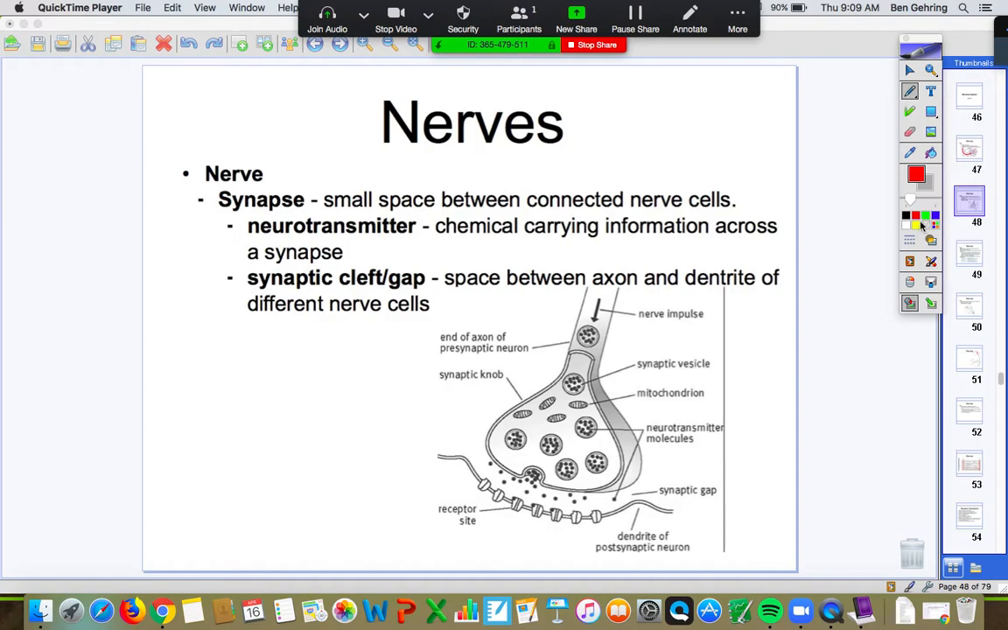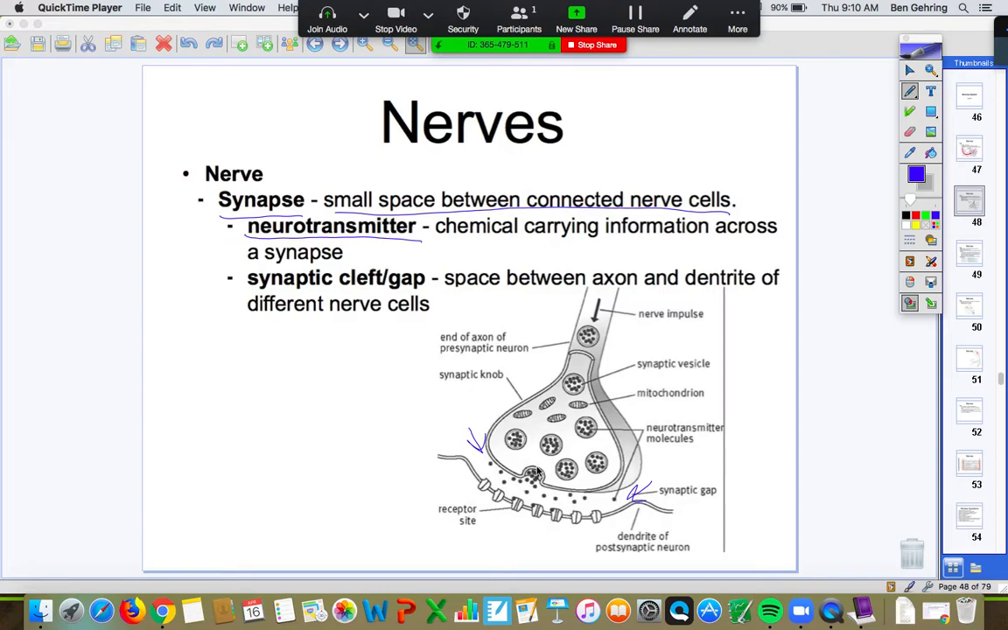Funny enough, your nerve cells don't actually touch. No two nerves are actually connected. There's a small gap, or a synapse, which is a space between your nerve cells. This diagram shows an axon terminal, or synaptic knob, of one nerve, and the receptor sites on the dendrites of your next nerve. This gap is very small, but it is there. What crosses it is that these axon terminals release little particles called neurotransmitters.